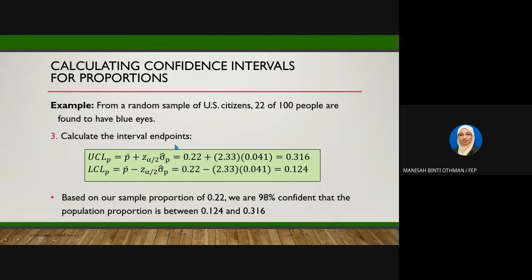Point estimation is taken directly from your sample, and then you estimate directly for the population. So using a point estimation, it is 22% for the population proportion. But using an interval estimation, based on the 98% confidence level, you found out that between 12.4% to 31.6% have blue eyes. So that's the conclusion that you can make based on your 98% confidence level.